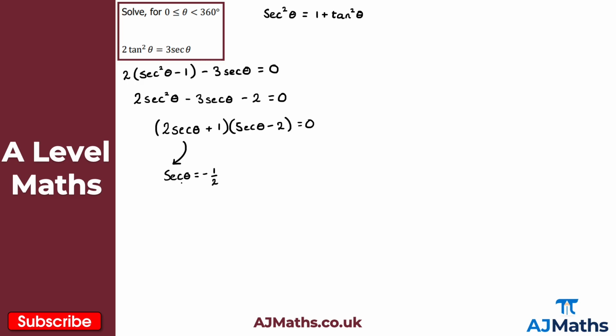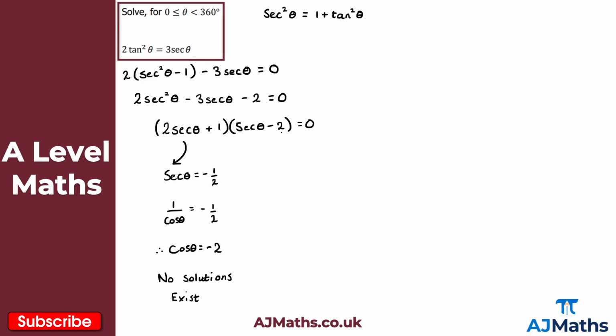So if we rearrange this, this would be 1 over cos theta is equal to minus a half. So in that case, cos theta is equal to minus 2. However, for this equation, cos theta equals minus 2, no solutions exist. In other words, if you try and take the inverse of minus 2, so cos inverse of minus 2, you'll get an error on your calculator. You won't be able to get a solution. So no solutions exist here. Okay.